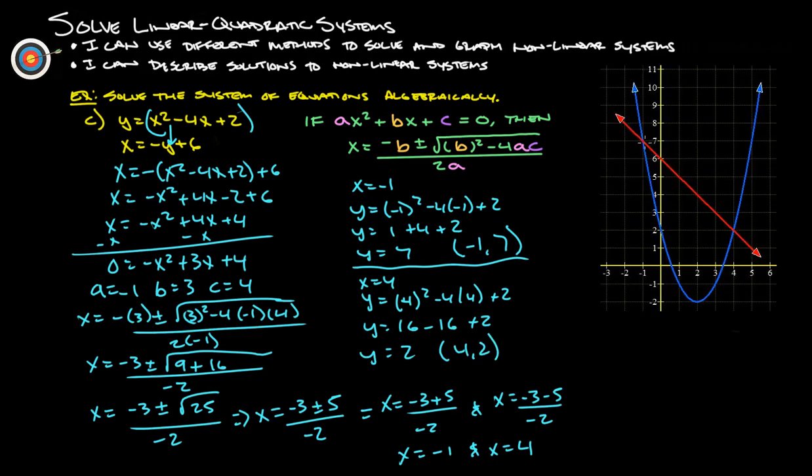So here's the look at the two graphs here. You can tell there's this intersection there, and that's right at the two spots that we found. Here's negative 1, 7, and then here's 4 and 2 for our two solutions. Okay? All right, that's all we have for solving linear quadratic systems.